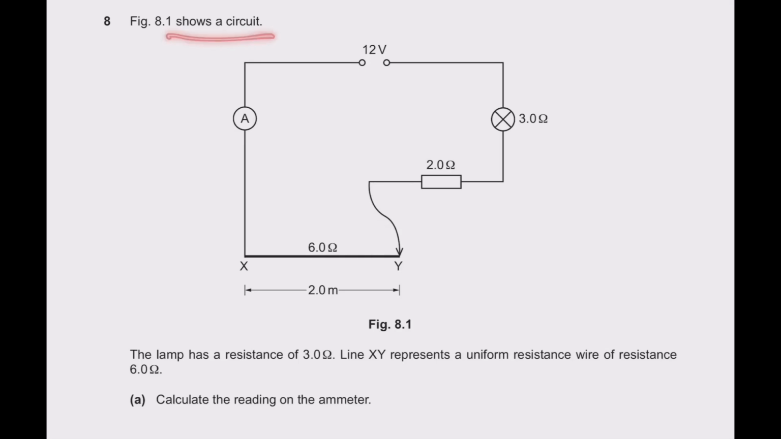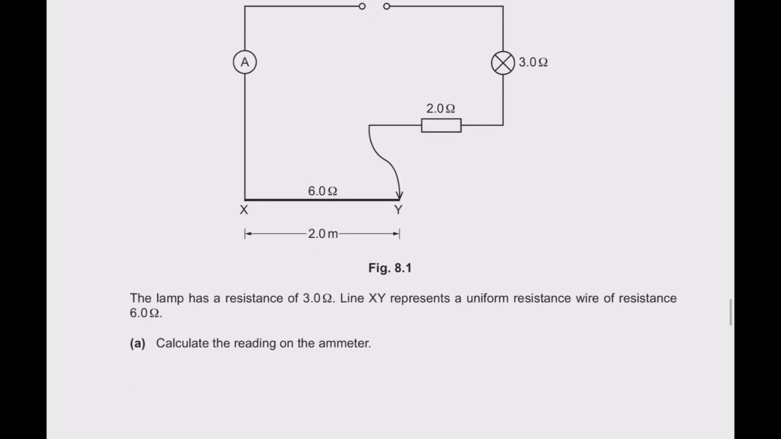This shows an electricity circuit: a 12 volt supply voltage, a 3 ohm resistor, a lamp, a 2 ohm resistor, and a wire having 6 ohm resistance and length 2 meter, and an ammeter is connected. Calculate the reading in the ammeter.